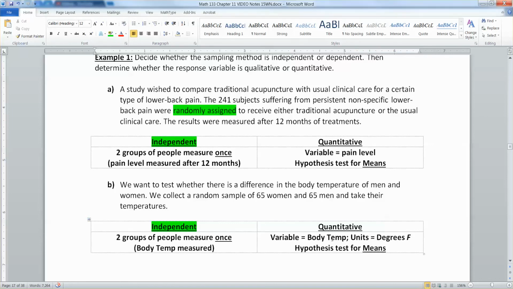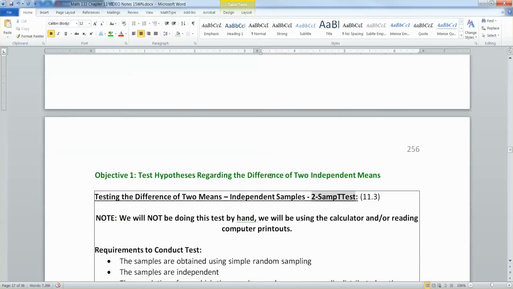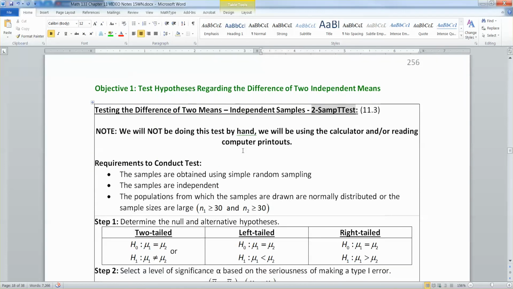All right, now once you know you're doing a hypothesis test for independent means, I'm going to throw in independent means, just keeping that in mind, right? So once you know you're doing that, then you're doing this particular test right here, which is not a test you've seen before. It's the two-sample t-test.